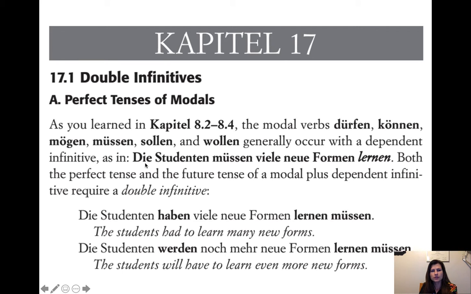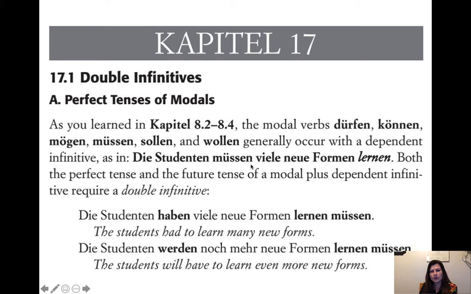So, die Studenten müssen viele neue Formen lernen. So the students must learn many new forms. Müssen is the modal verb. The students have to, or the students must. And then learn, to learn, is at the end of the sentence. And so these two verbs come together to make the verb form, which is just modal verb plus dependent infinitive, or just the other infinitive, right?